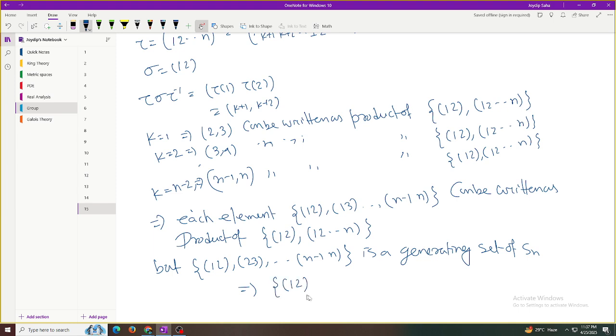This implies this is also a generating set. So you can check that any 2-cycle and (1 to n), or if n is a prime p, then any 2-cycle and (1 to n), any p-cycle, can generate Sp. Also a generating set of Sn.